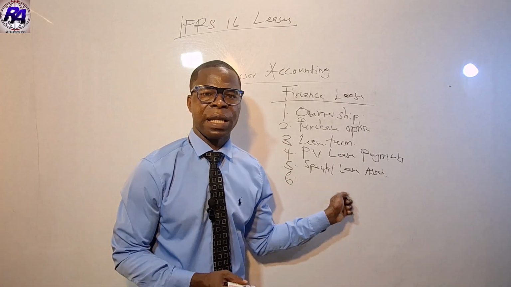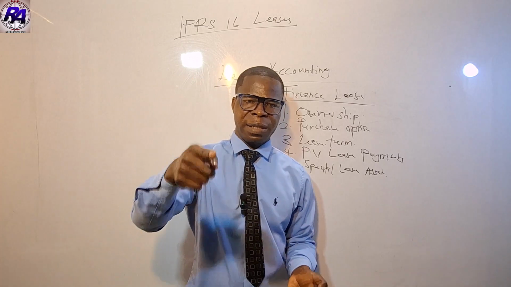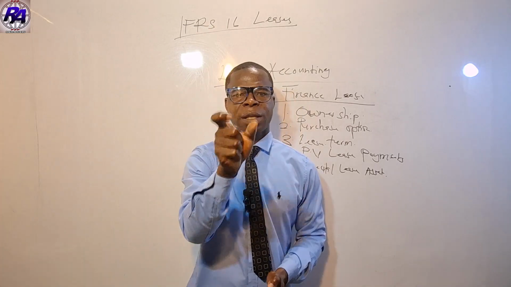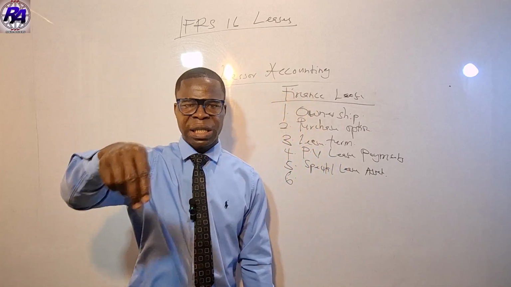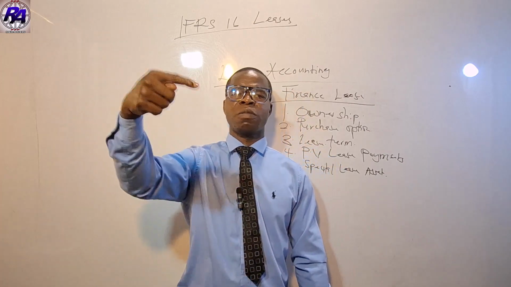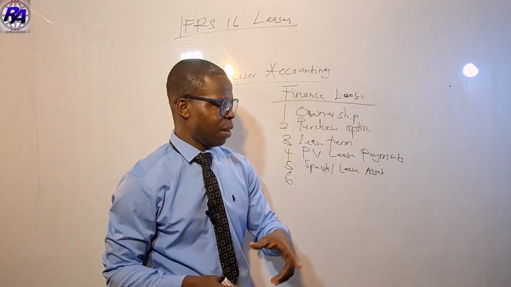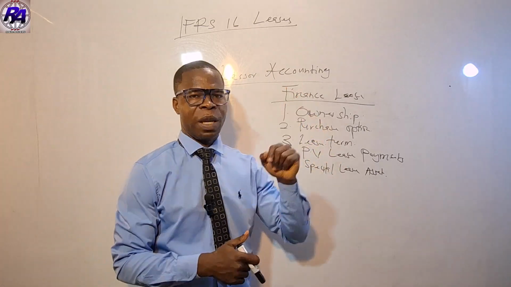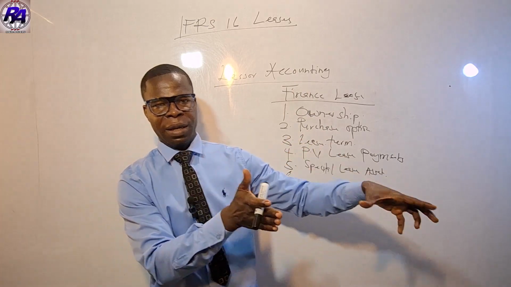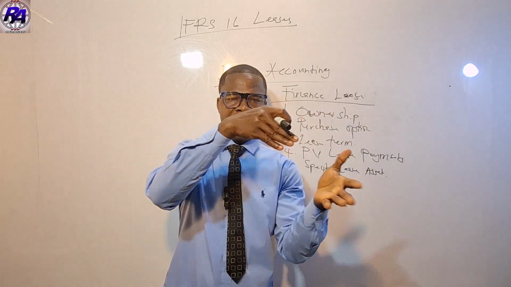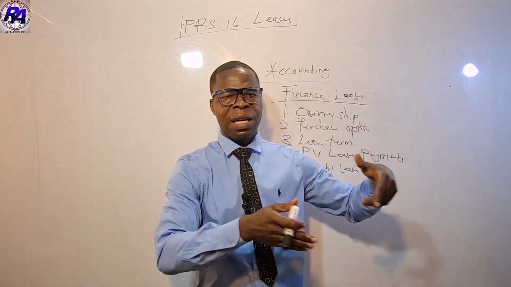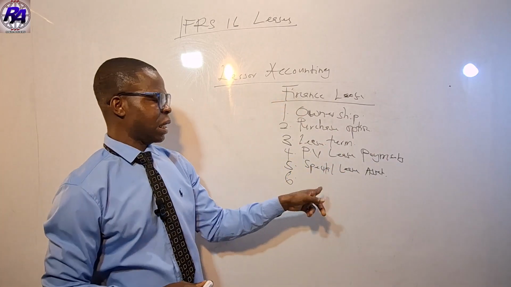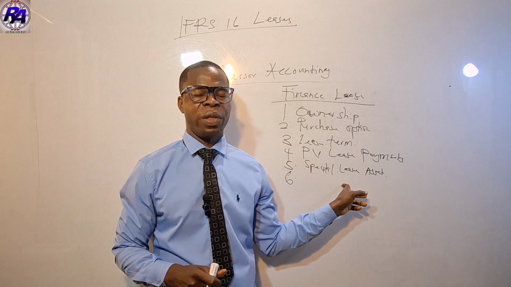The 6th one is saying that if the lessee cancels the lease, if the lessee by any means cancels the lease, and the lessor's losses associated with the cancellation are borne by the lessee, then we are saying that the lease is a finance lease. So the lessee is cancelling the lease, but the lessor's losses associated with the cancellation will be borne by the lessee. If that happens, that lease is a finance lease. That has to do with the 6th one.